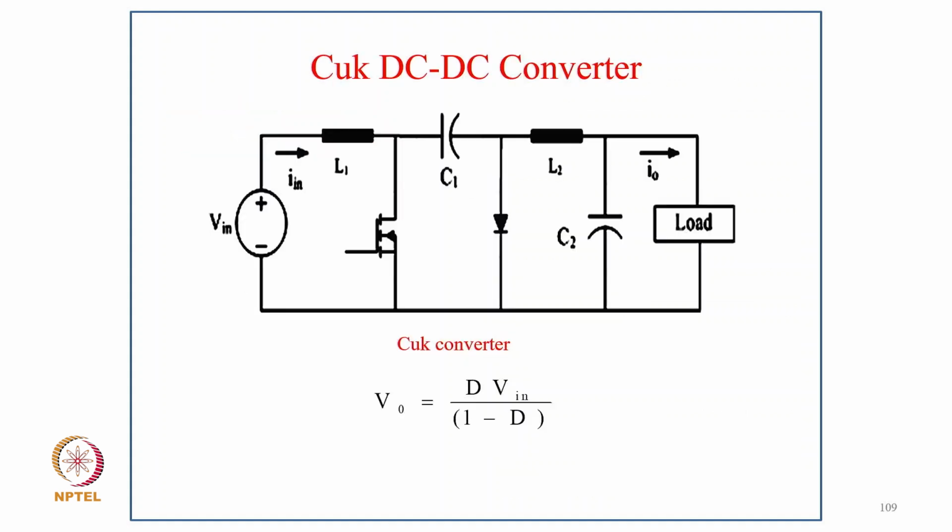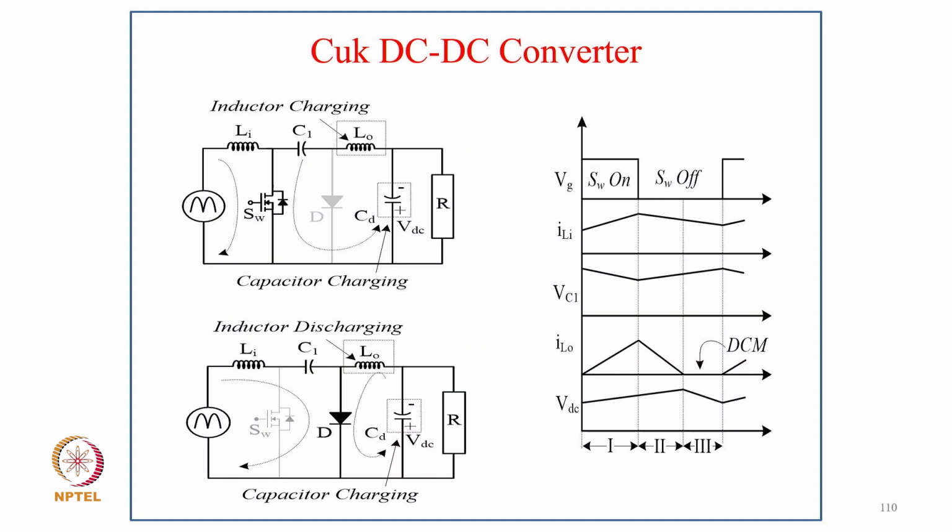Now coming to another category of buck-boost converter, the Cuk converter, which was invented by Cuk. Here we have the supply voltage, then inductor, then switch, capacitor, diode, inductor, capacitor, and load. We call them C1, C2 and L1, L2. In the ideal condition, the output voltage Vo = V_in·D/(1 - D). Here also it is a buck-boost converter because of D/(1 - D).